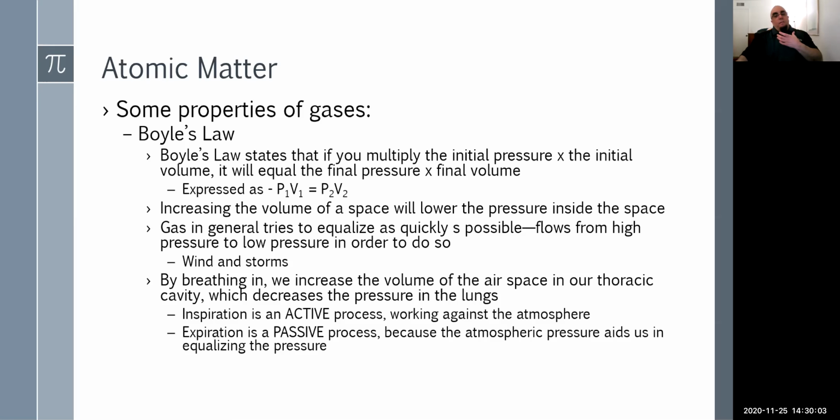By breathing in, we increase the volume of airspace in our thoracic cavity, right? Which is going to decrease the pressure in the lungs, right? Inspiration itself is an active process. We actively breathe in, we suck air in, but expiration, when we let that air out, is a passive process, because literally what you're doing is just letting the air kind of seep out of your body.